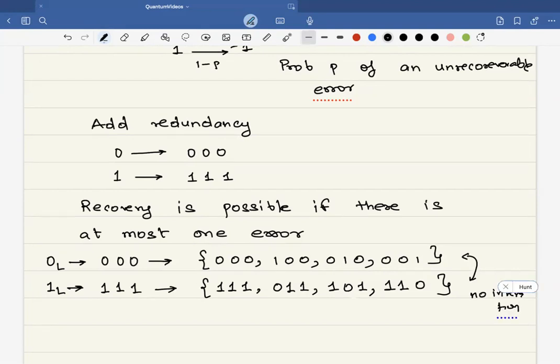So at the receiving end, we could apply a simple recovery procedure, a rule that says I can apply the majority rule. If there are more zeros received than there are ones, then decode it as a 0. If there are more ones received than there are zeros, then recover the transmitted bit as a 1. So apply majority rule for perfect recovery.